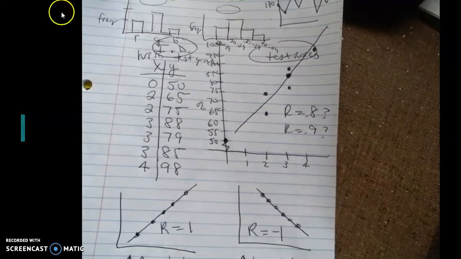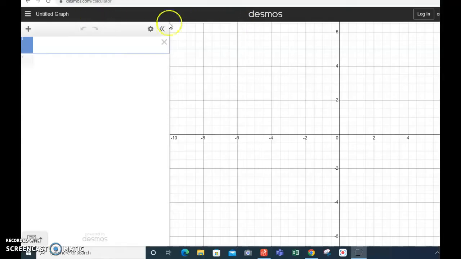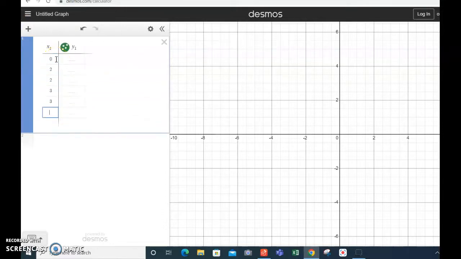All right. So let me pause and bring up Desmos. Okay, now this is the Desmos graphing calculator. How you do this is you hit plus and you hit the table. And we're going to enter our data. So we have 0, 2, 2, 3, 3, 3, 4. And then under Y, I'm going to type in my Y values: 50, 65, 75, 88, 79, 85, and 98.